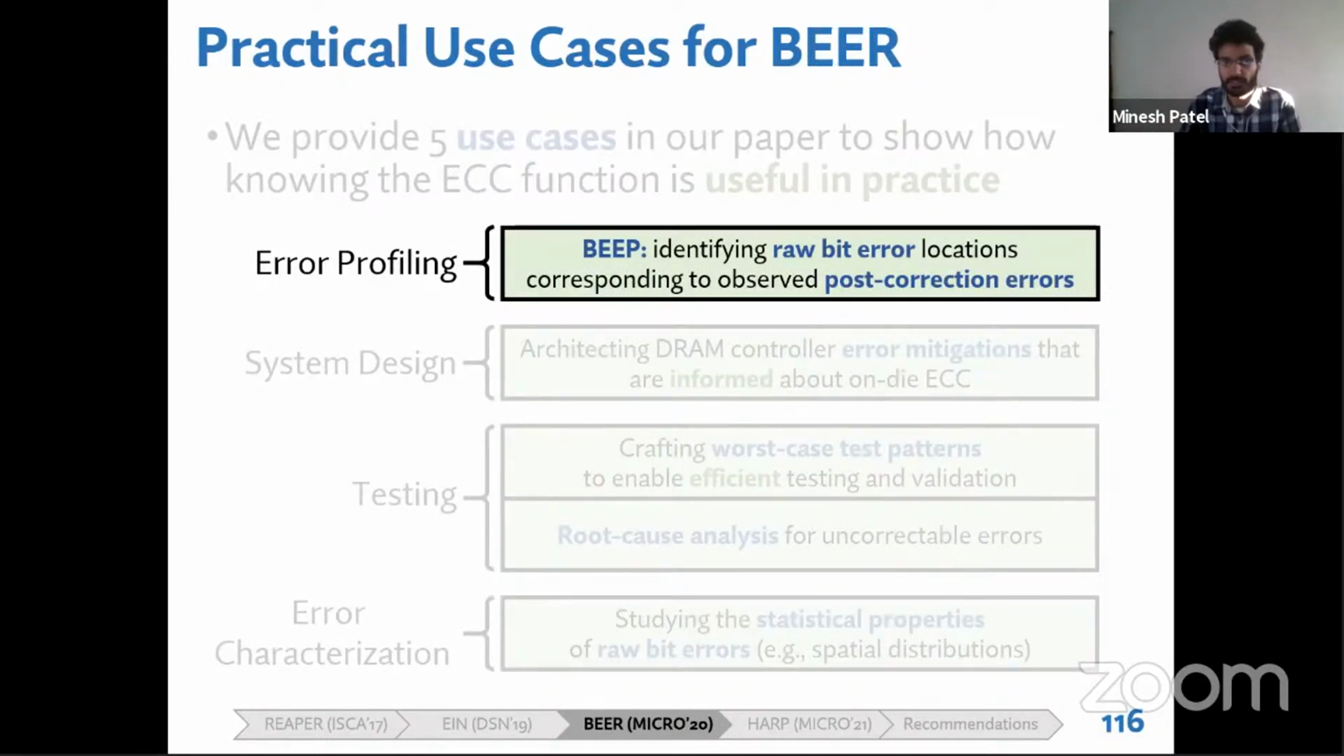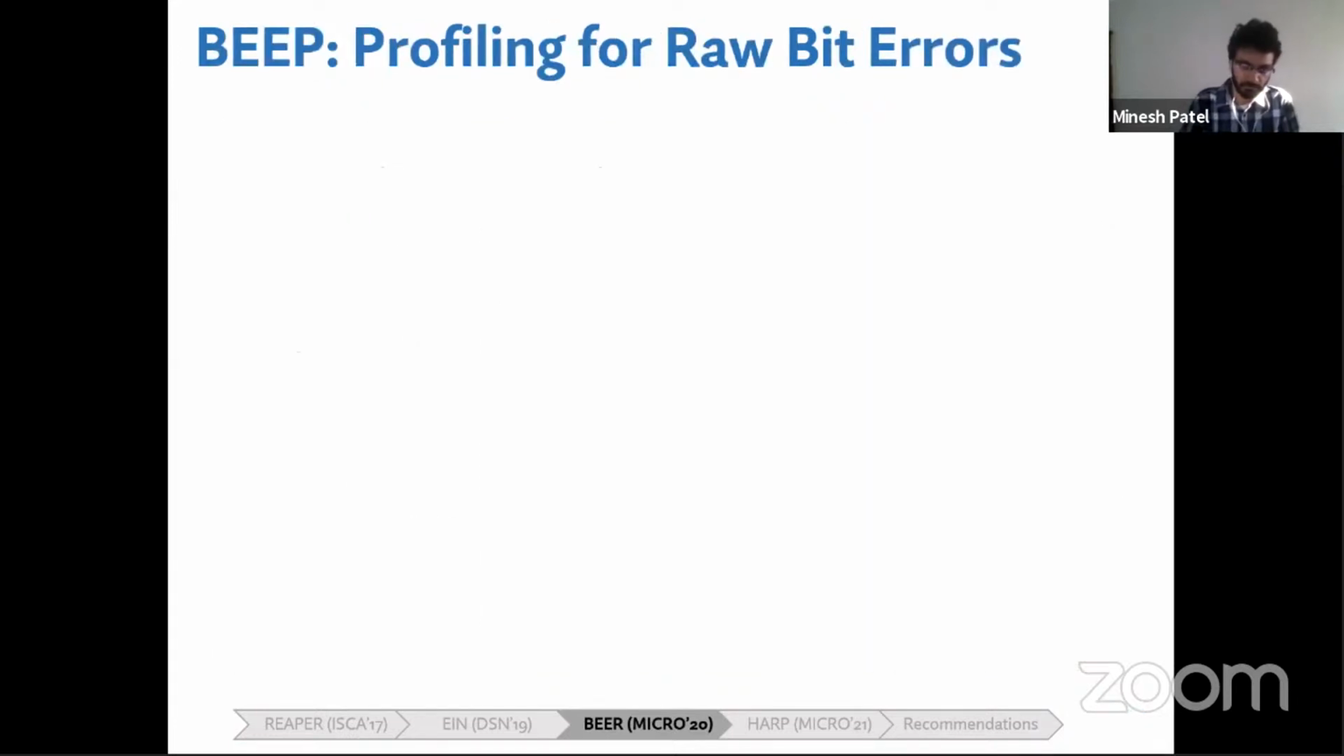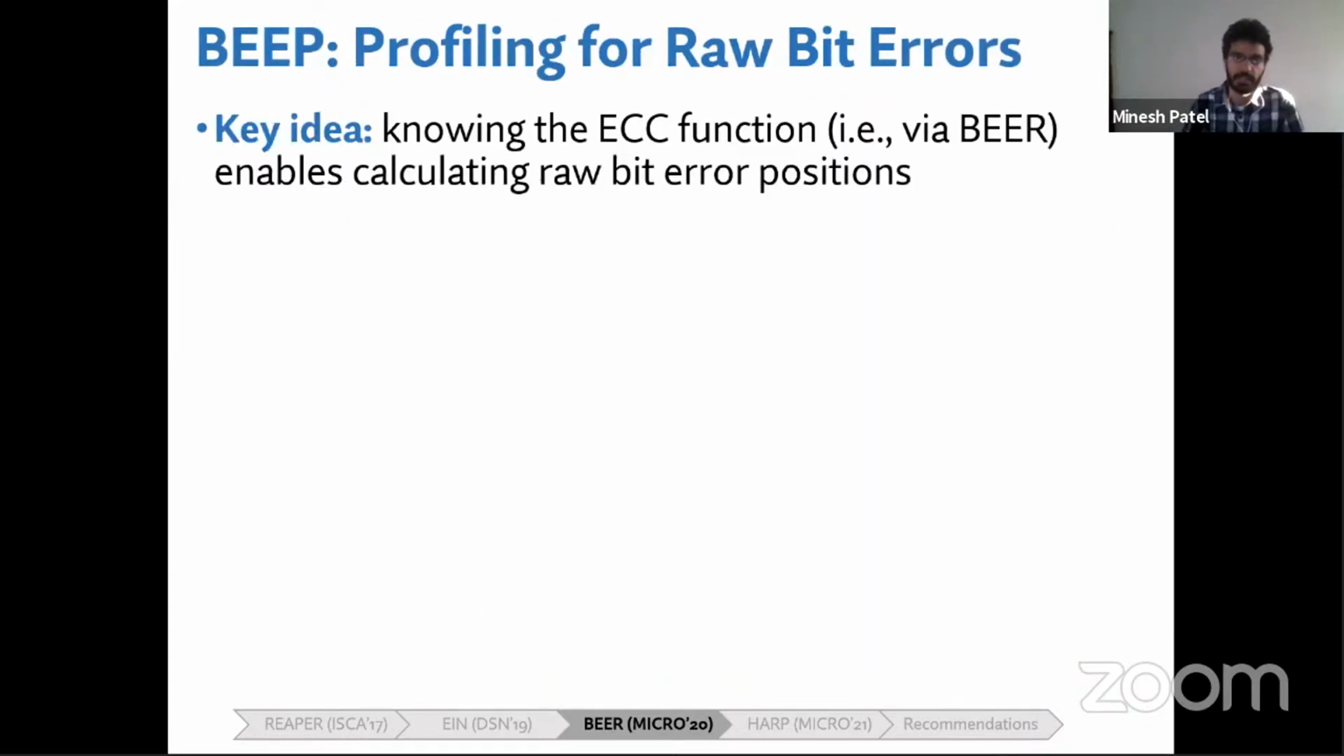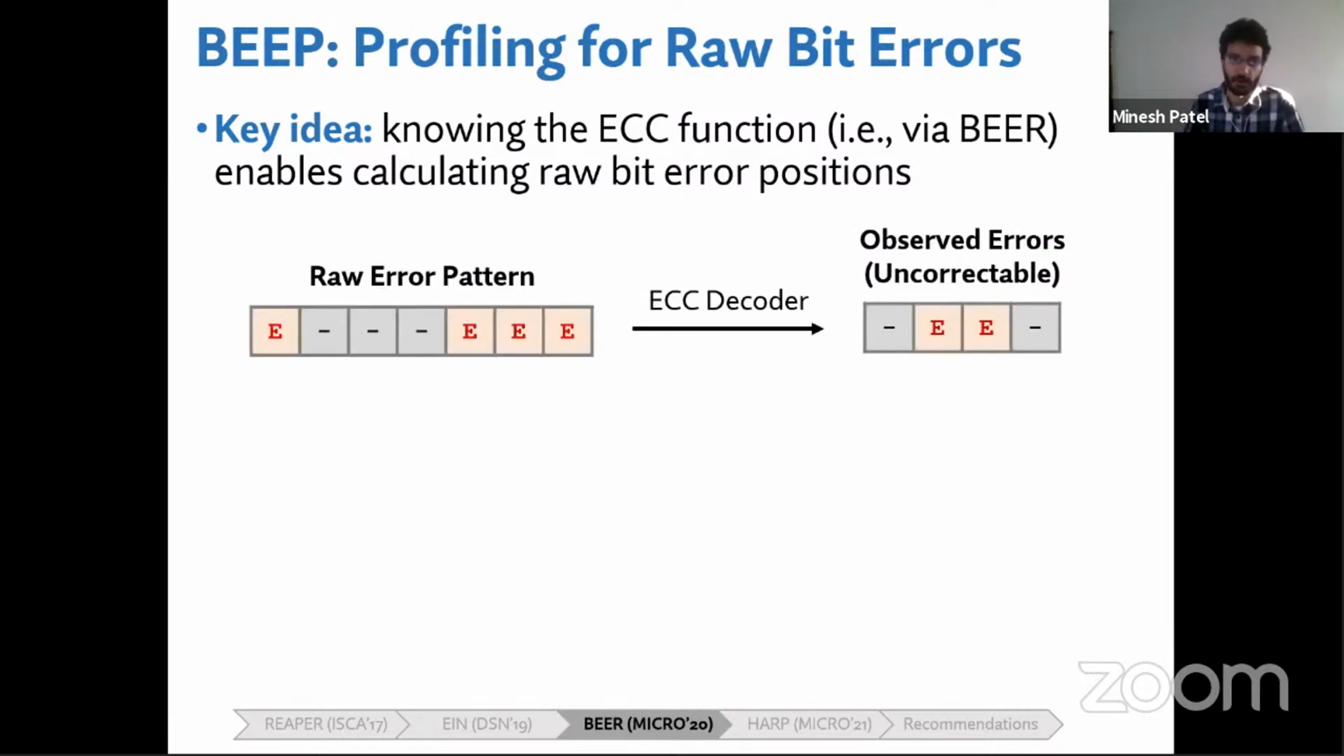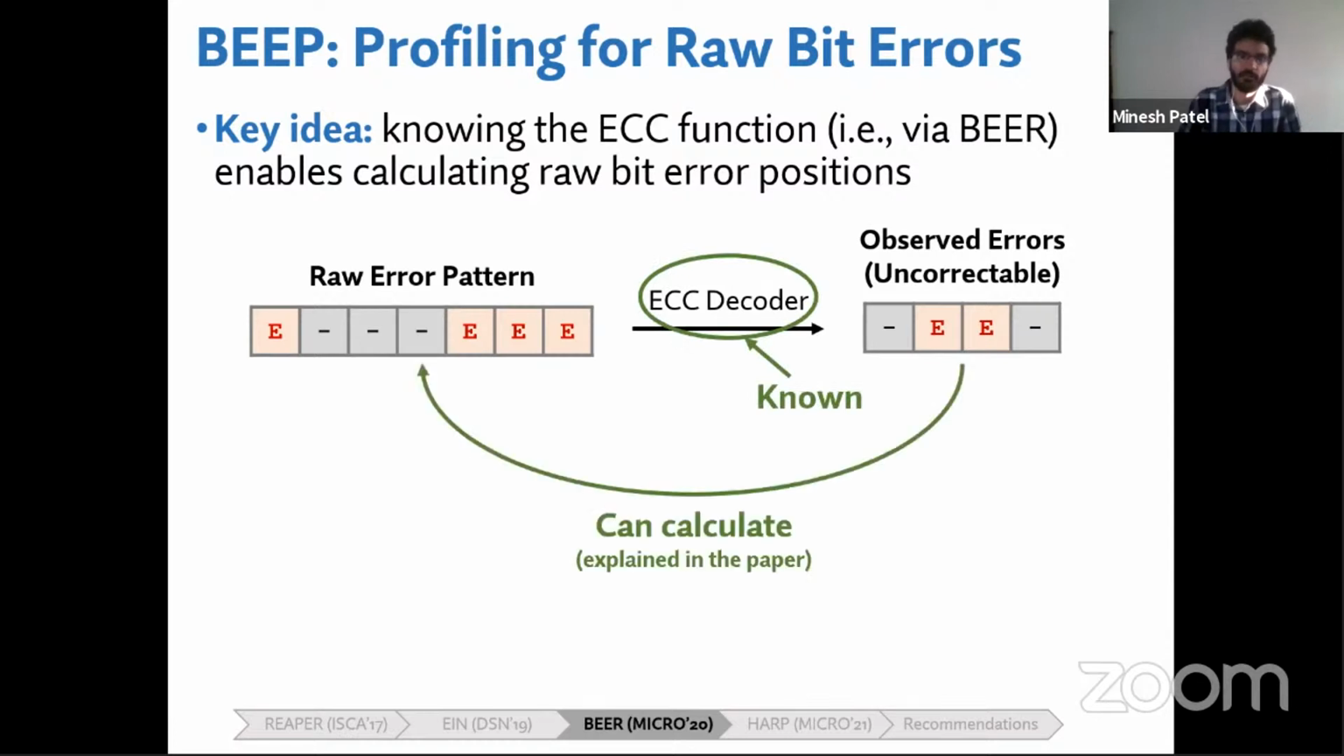So in this talk, I'm going to focus on this first use case dealing with error profiling and talk about BEEP in a little more detail. The key idea behind BEEP is that knowing the ECC function, essentially via BEER, enables calculating raw bit error positions. Given a particular raw bit error pattern, here we show 4 errors within a 7-bit word. The ECC decoder produces some sort of observed errors, and this corresponds to an uncorrectable error pattern. And if the ECC decoder is known, we can calculate what the raw bit error pattern is. And we explain exactly how we do this in the paper.